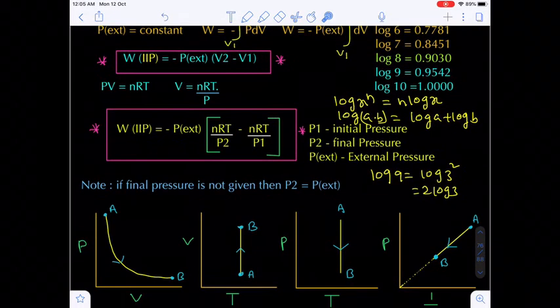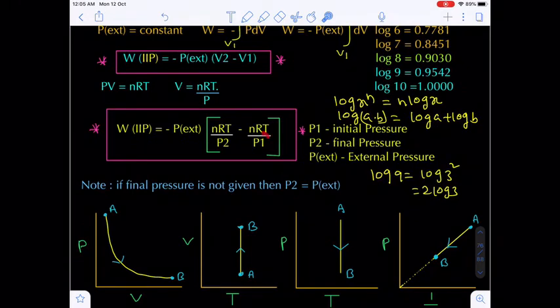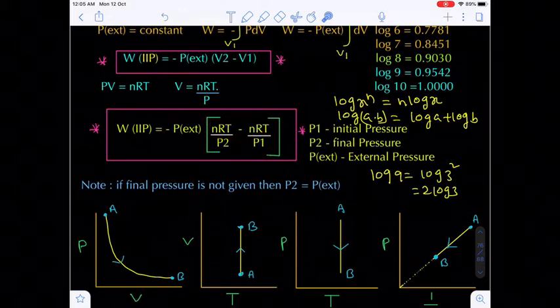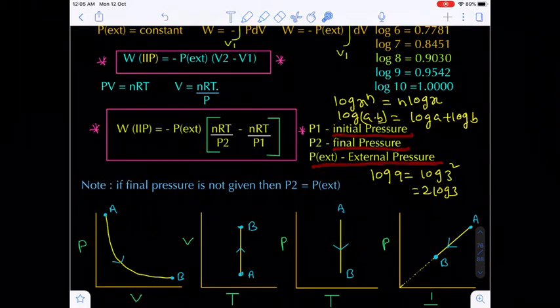Now here the important thing, there are 3 different types of pressures. P1 is there, P2 is there, and P external is there. What is P1? Initial pressure. And what is P2? Final pressure. And what will be P external? That will be the external pressure.